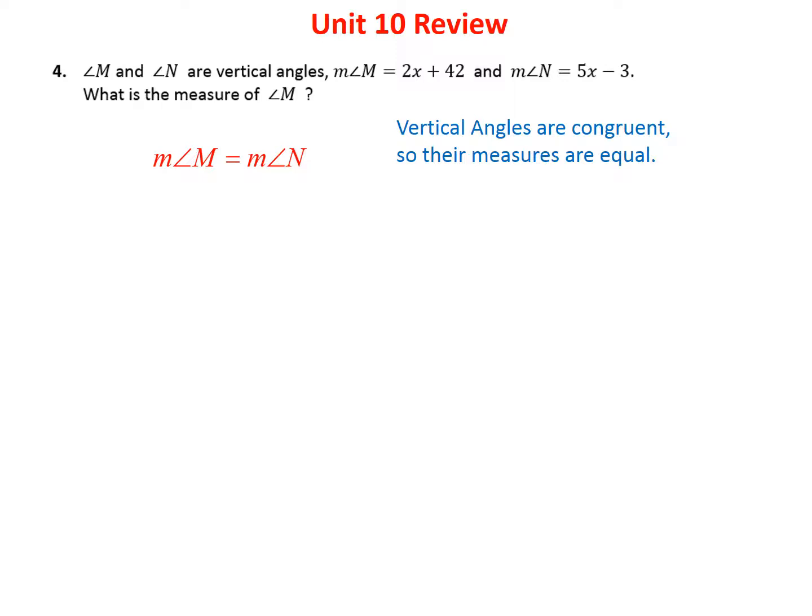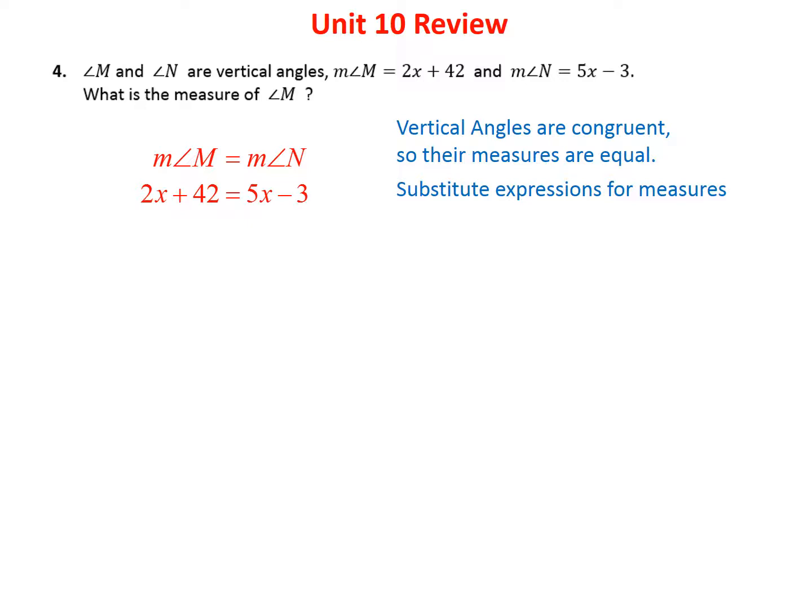Now we're going to substitute in the two algebraic expressions that we have for these. So for M we put in 2x plus 42, and for N we put in 5x minus 3. We're now in a position where we can solve for x. Now be careful at this point. We are not being asked what x is. We're being asked what M is. But to find M, we have to find x.